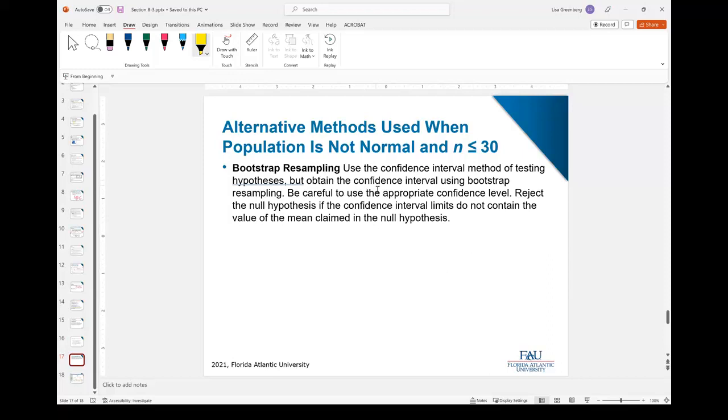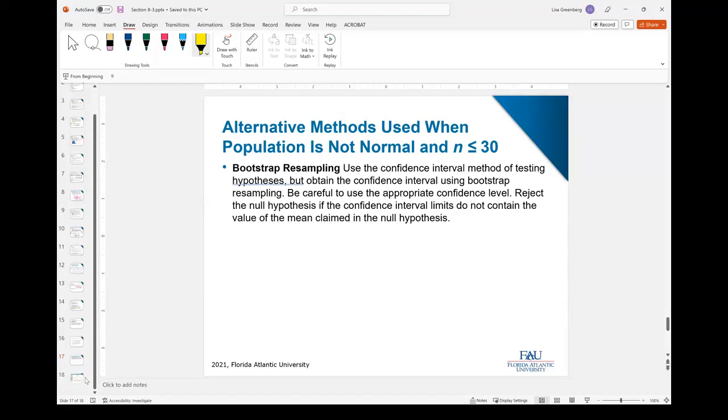We will not be doing this. It's just another alternative method used when the population is not normal, which we haven't seen and we're not going to do in this class, and n is less than or equal to 30. It's called bootstrap resampling. It uses the confidence interval method of testing hypotheses, but obtains the confidence interval using bootstrap resampling. So again, don't worry about this. This is not part of the course. It was just something that I wanted to mention, that there is another way if the population is not normal and n is less than or equal to 30.